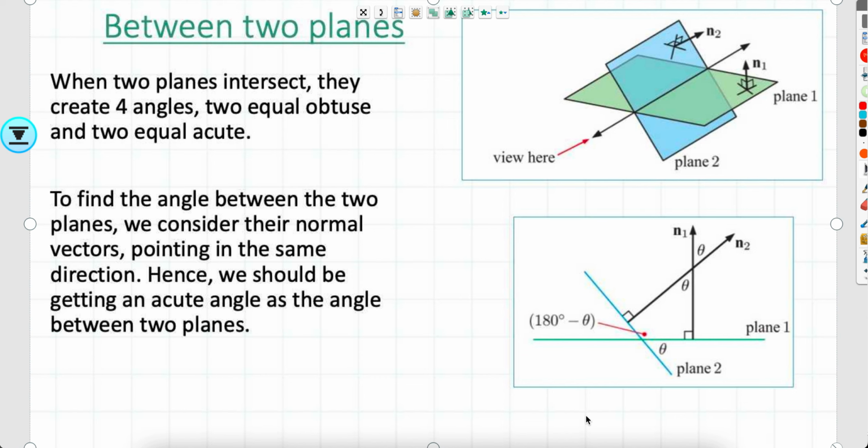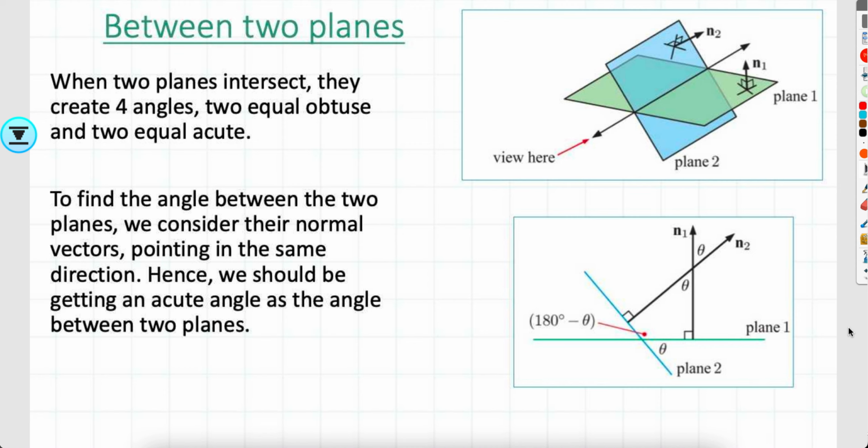Now that we looked at different types of intersection, we not only want to look at the intersection of lines and planes, or two planes and so on, we want to look at the angle that these two components of vectors form. So we will look at three different situations.